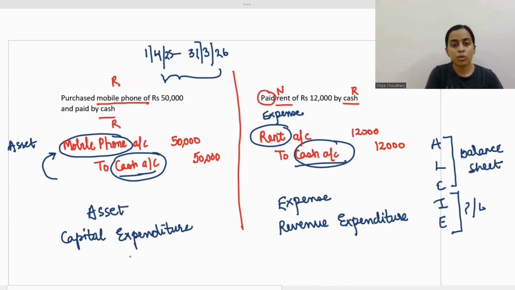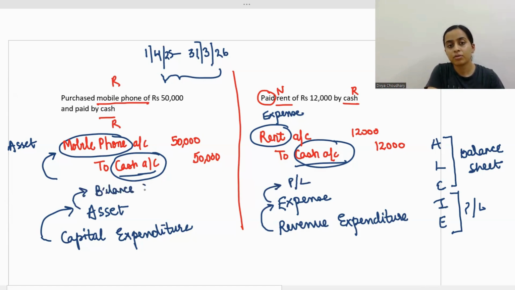Okay, so one can say capital expenditure creates an asset and revenue expenditure creates an expense. Expense is shown in P&L account and asset is shown in balance sheet. So I hope the concept of asset and expense is clear. Capital expenditure and revenue expenditure is also clear.